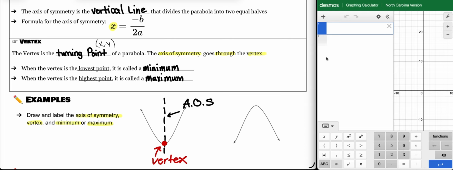Now, do we have a maximum or a minimum? The maximum or minimum is based off that lowest point or that vertex point. Now, if you look at that, is it high or is it low? From what we have, it is low. It's at the bottom, okay? So what we have for this one will be a minimum.